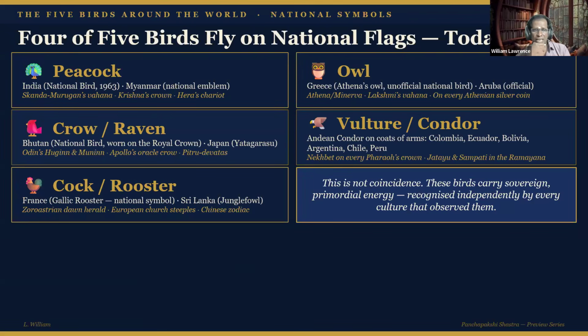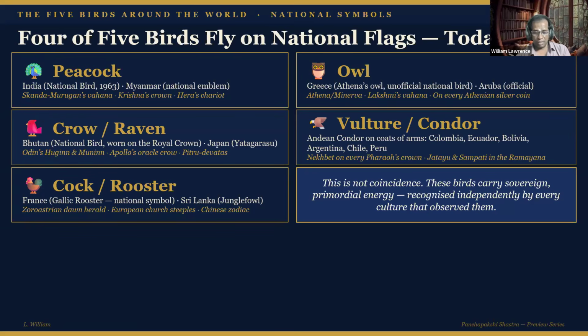Peacock is the national bird. In Myanmar it is the national emblem. For Subramania, it is his vehicle, and Krishna's crown. So you have many things. The raven is Bhutan's national bird, and the royal crown. In Japan, it has been used. In Apollo's oracle, the crow, and the Pitru, are very important. You know how important the Pitru are to us.